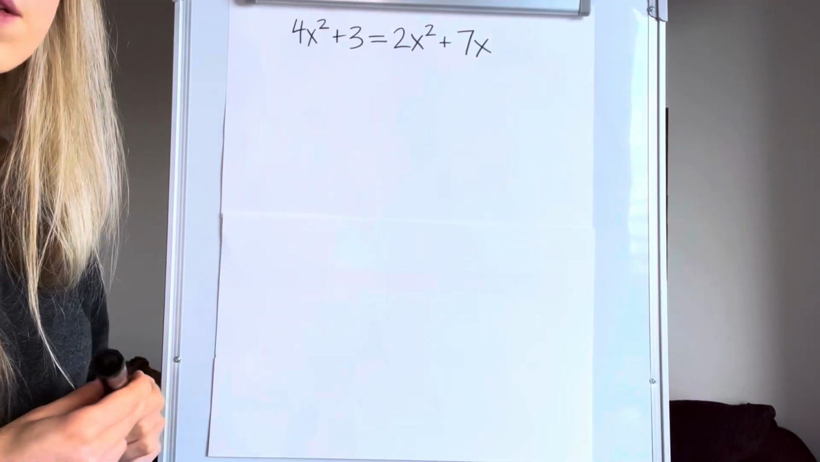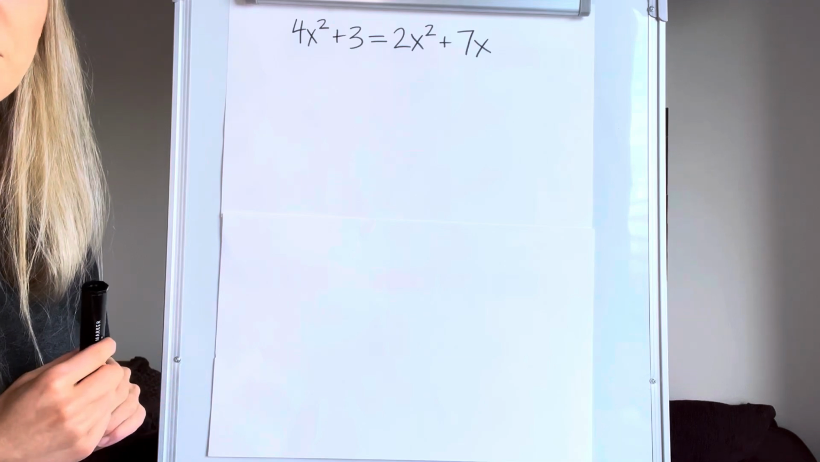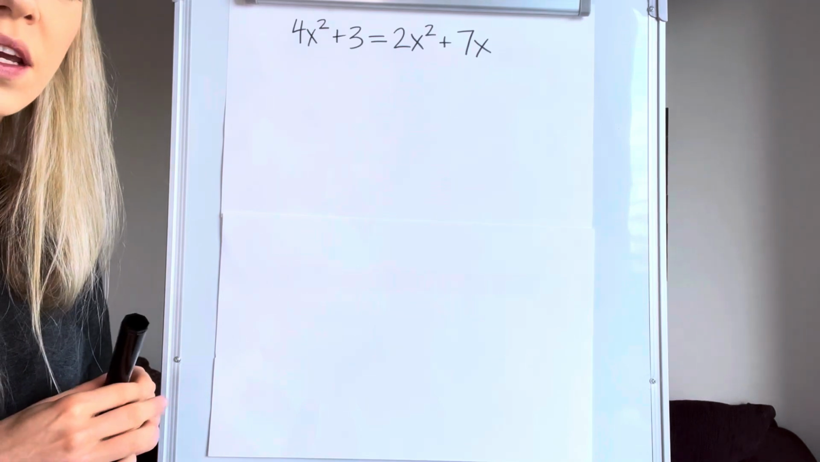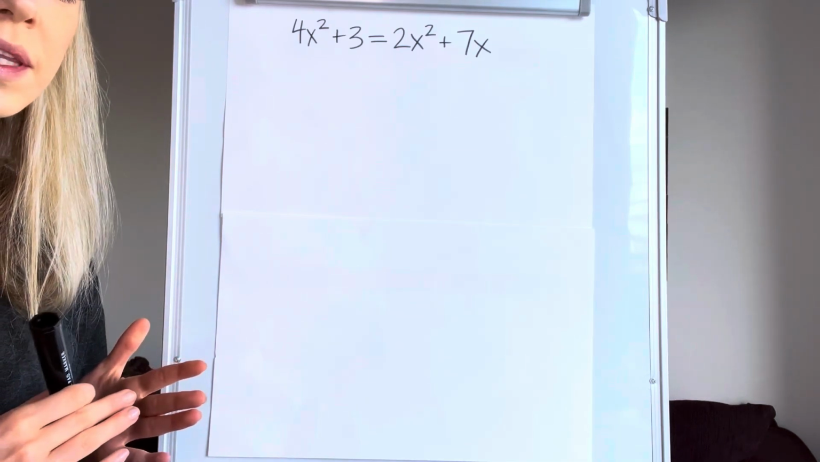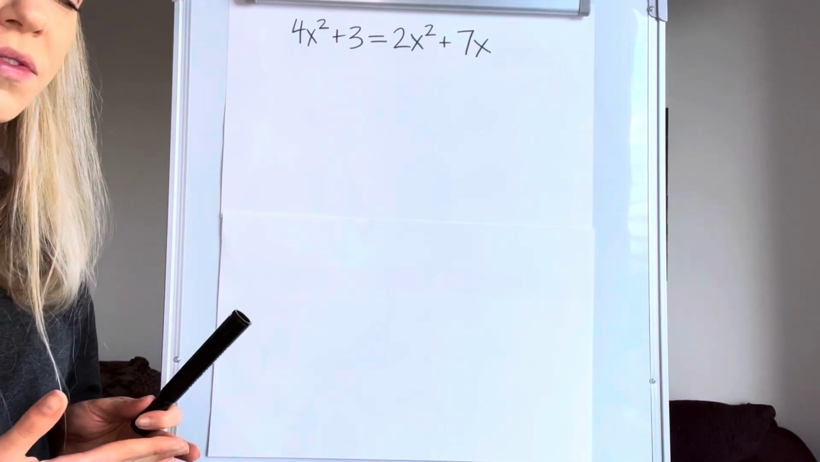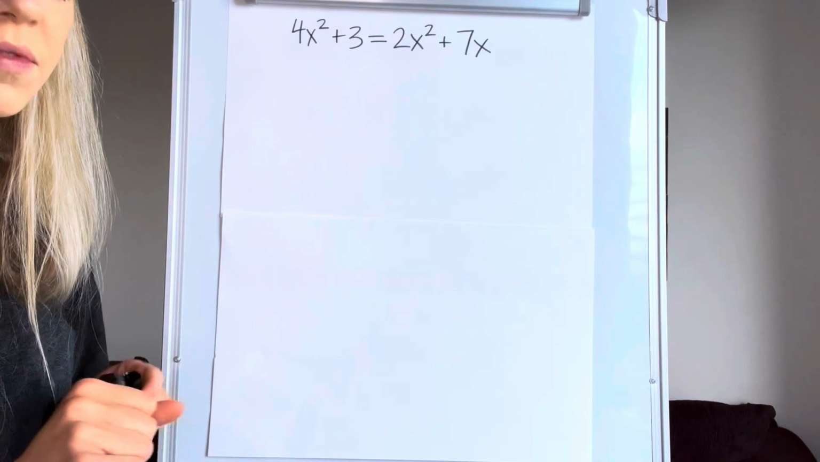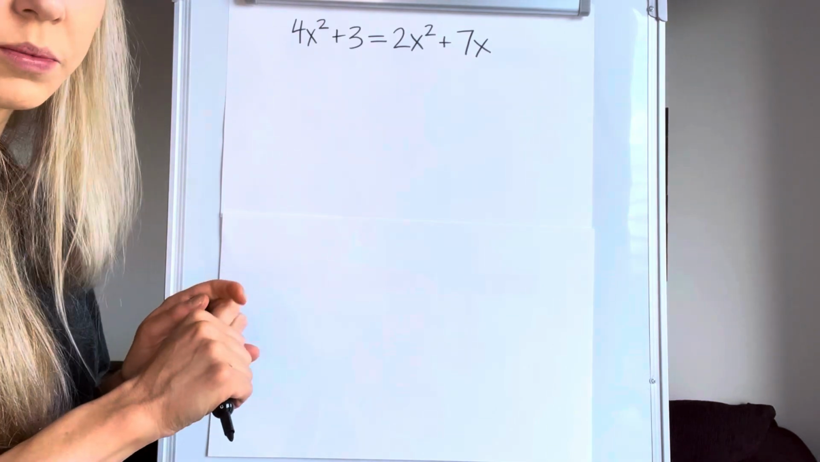Okay, so this is a quadratic equation that we are going to solve by factoring. Factoring is usually going to be the easiest way if you don't have a calculator. Sometimes they're not factorable, so you'd have to use the quadratic formula, but factoring is usually our go-to method.